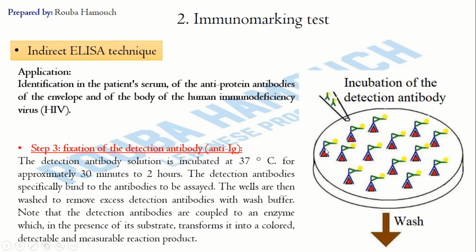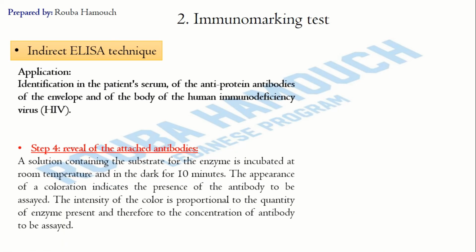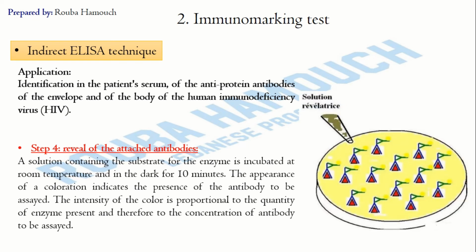the primary antibody. So the detection antibodies are coupled to an enzyme which, in the presence of its substrate, transforms the substrate into a colored, detectable, and measurable reaction product. Note that the secondary antibodies are anti-immunoglobulin. Now, the final step, reveal of the attached antibodies.